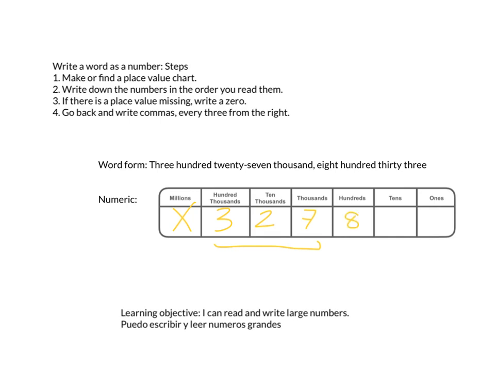835. If there's a place value missing, write a 0. Okay, we had a word for each of these place values. We had 300,000s, 20,000s, 7,000s, 800, and 30, and 5. So we don't have any zeros. Go back and write commas every 3 from the right. 1, 2, 3, comma. 1, 2, 3. Oh, we don't need a comma before the number, so we can just leave that there. So our number now without the place value chart would look like this: 327,835.